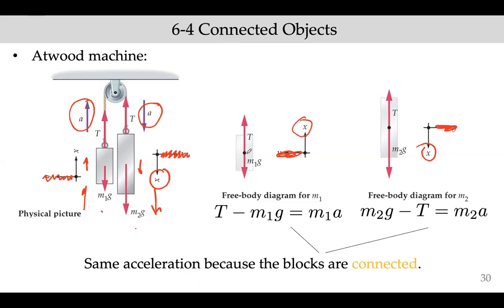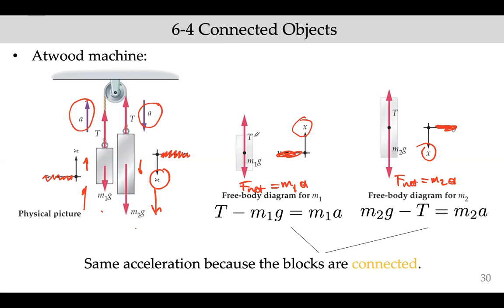So for this one, when you want to write F equals MA, we are writing F net equals M1 times A. And for this one, F net equals M2 times, again, the same A. Why is the acceleration the same in both equations? Because these two objects are connected, so they should accelerate at the same rate.